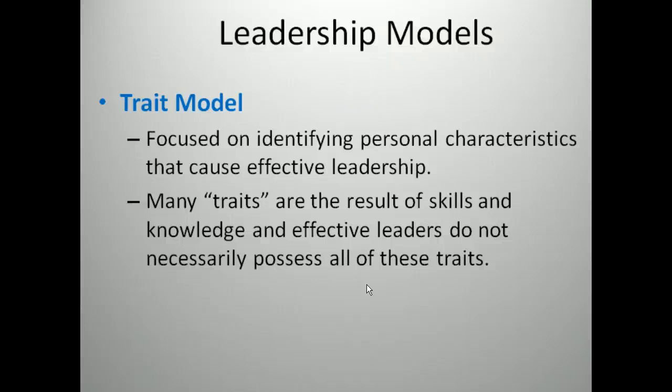However, traits alone are not the key to understanding leader effectiveness. Some effective leaders do not possess all of the traits identified in this model, and some leaders who do possess them are not effective in their leadership roles. This lack of consistent relationship between leader traits and leader effectiveness is what led researchers to shift their attention away from this model.